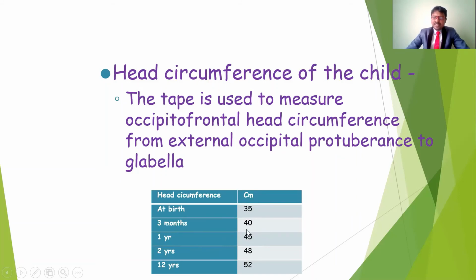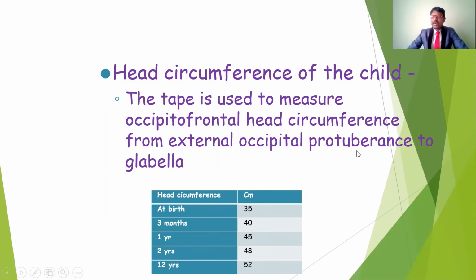If it is still at the same 35 centimeters, it indicates there is no development. So it indicates microcephaly. If it reached 60 centimeters at the age of 1 year, it indicates the head size is bigger, so it may be hydrocephalus. So that is the reason.